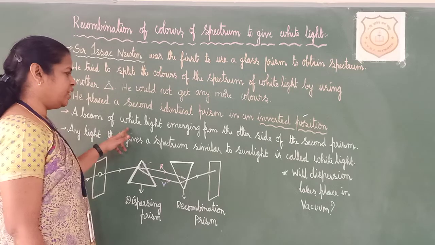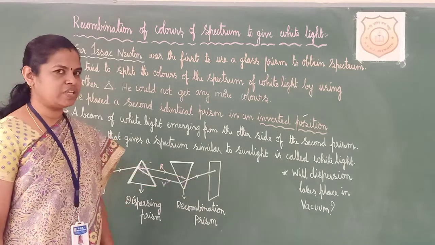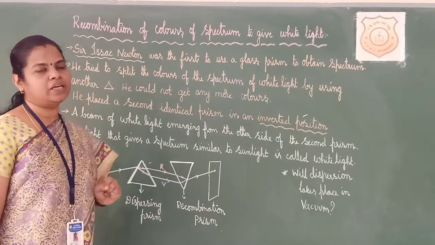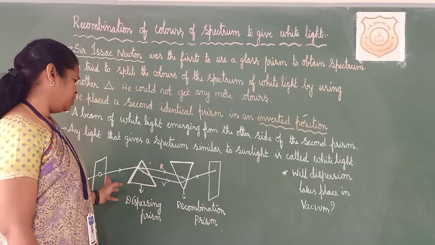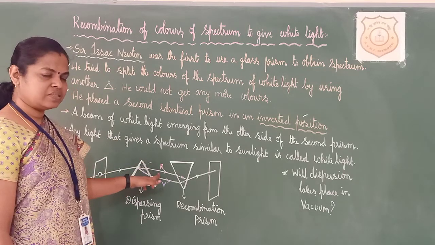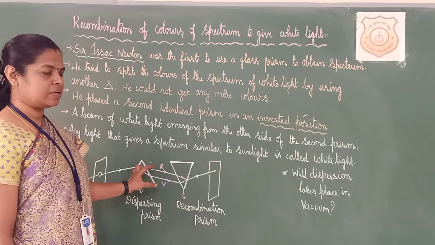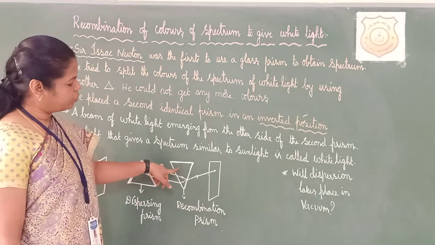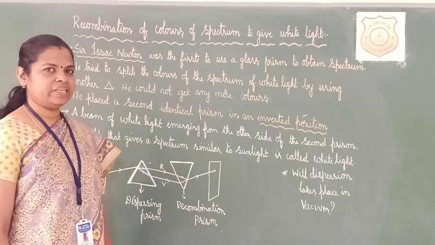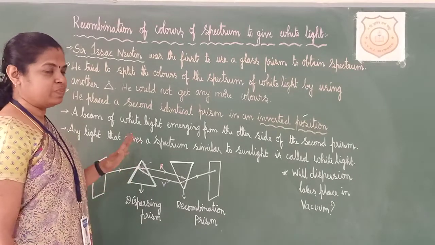A beam of white light emerging from the other side of the second prism, he was able to get it. He got which color? White color. Here he has given white color. He got 7 different colors. He called it dispersion and he named it spectrum. But when he kept one more prism, what happened? He got white light. Why is it happening? So this is the experimental result.